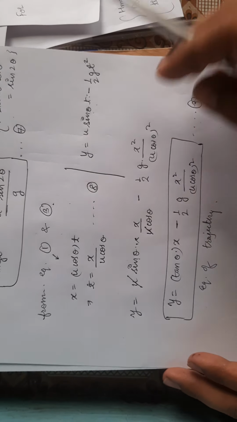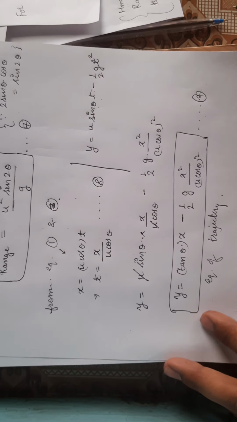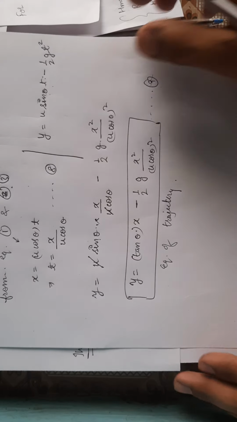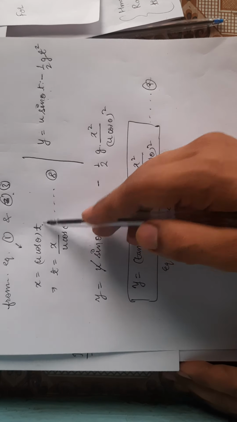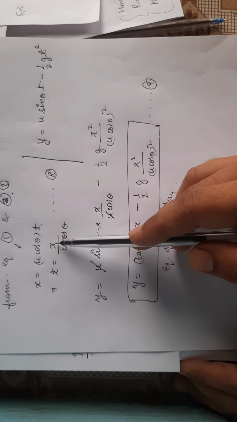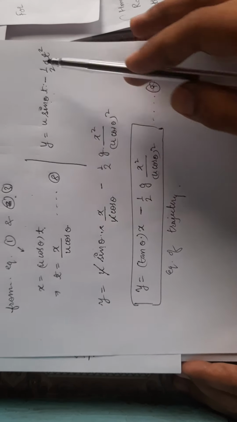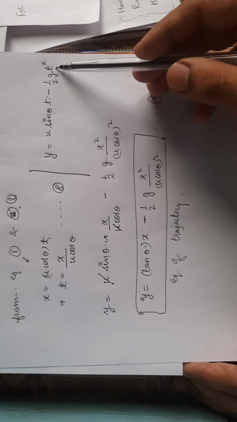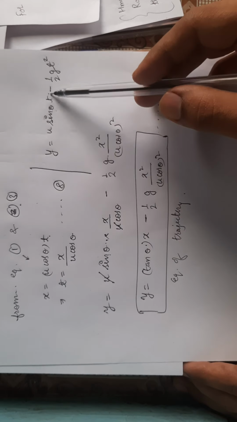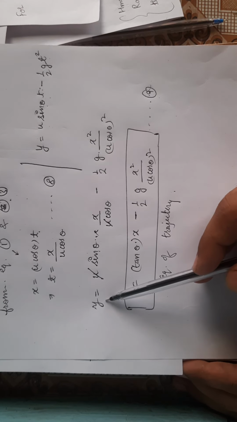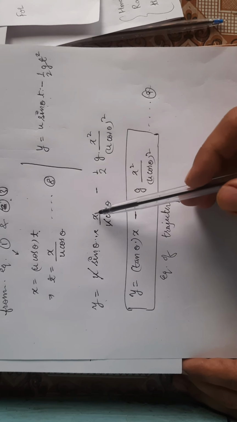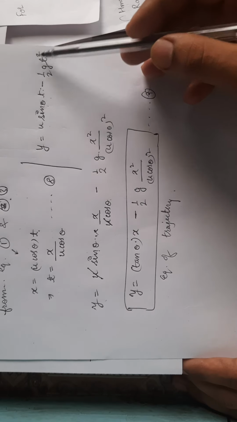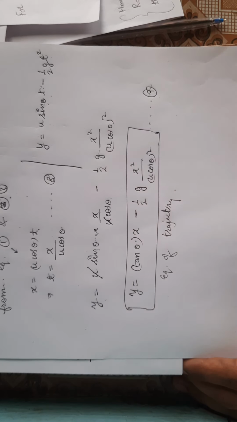From equation 1 and equation 3, x is equal to u cos theta t. From this, t will become x upon u cos theta. Equation number 3 is y is equal to u sin theta t minus half g t square. Put this value of t in this equation, then we get y is equal to u sin theta into x upon u cos theta minus half g into (x upon u cos theta) whole square.